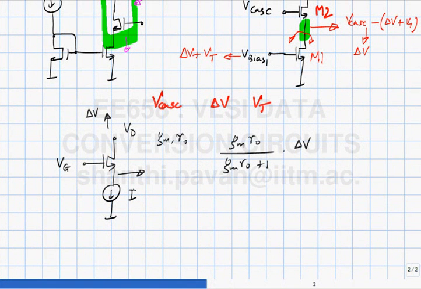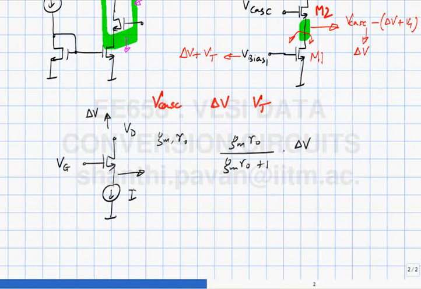It shouldn't change, correct? Because the current shouldn't depend on VDS. However, if the output resistance is finite, then what happens to the source potential? If I yank VD up and there is finite output resistance, more current will tend to flow through the transistor. So if more current flows through the transistor compared to the current source, this node potential will go up, and that will crush the gate source voltage, bringing the current back to I.